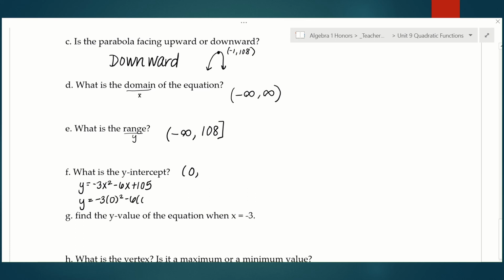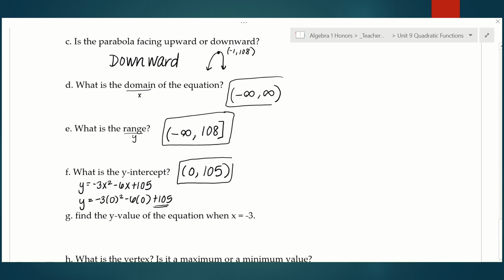Or some of you might remember that the c term of the quadratic equation is your y-intercept. Okay, so if you remembered that, you didn't even have to do any work. You just know that our y-intercept is 105 because that's our c term. But if you forget, you can put 0 in for x and you'll still get 105.